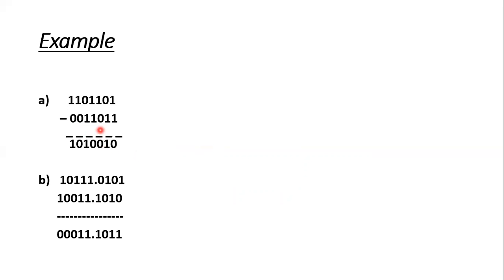We take another example. So 1 minus 1 is 0. 0 minus 1 is 1 with a borrow. So this is the borrow. Therefore this becomes 0. Now 0 minus 0 is 0. 1 minus 1 is 0. So 0 minus 1 is 1. So borrow, so this becomes 0. So 0 minus 0 is 0. Then 1 minus 0 is 1.